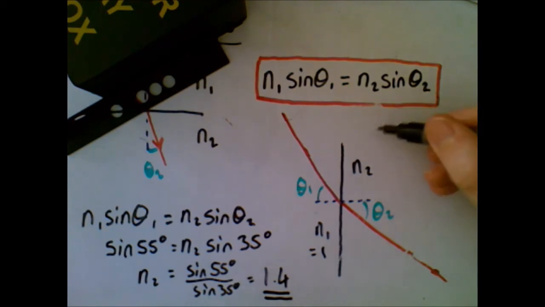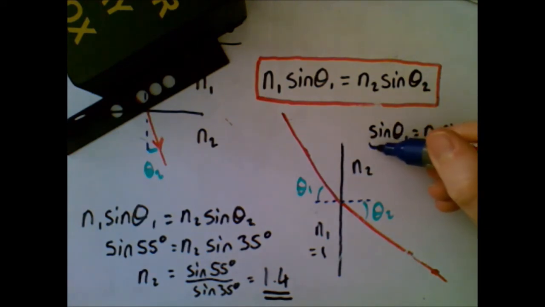Actually, I'll write it out up here. If n1 is always 1 in this case, you've got sine θ1 equals the n of the block, which I'll call n2, times sine θ2. And so if you actually took lots of different measurements for lots of different angles of incidence, so lots of different sine θ1, you could then plot a graph.